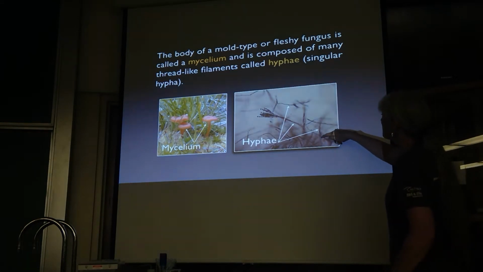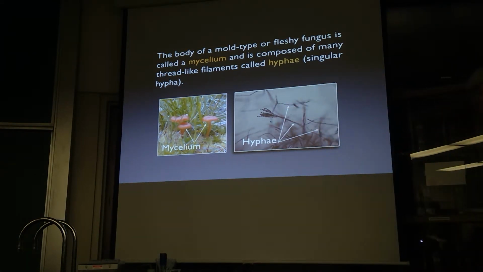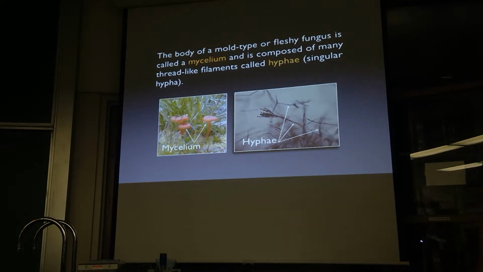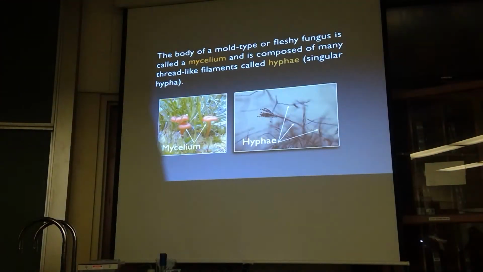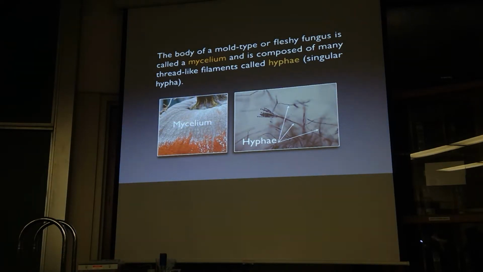Again, hyphae are threads. Also, the word hyphae is plural. It's got an E on the end of it. If there's only one thread, it's a hypha. You almost never see one thread. But the mycelium, that's a fleshy fungus mycelium. If it was a mold-type fungus, it would look more like this. Oftentimes, a mycelium might just look like kind of a fuzz on the surface of something. The mold-type fungi are microscopic. The fleshy fungi are macroscopic. But they're still made up of hyphae.